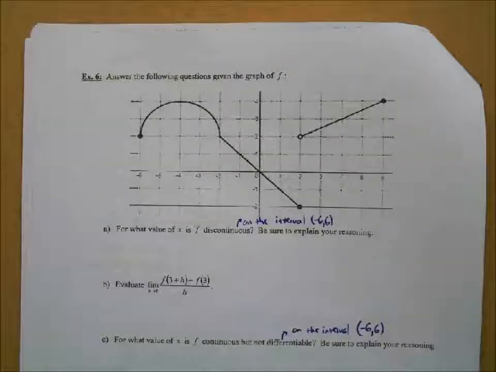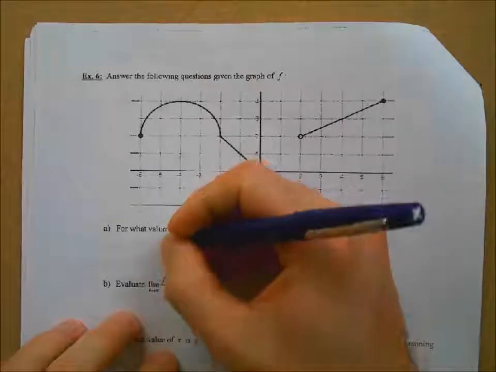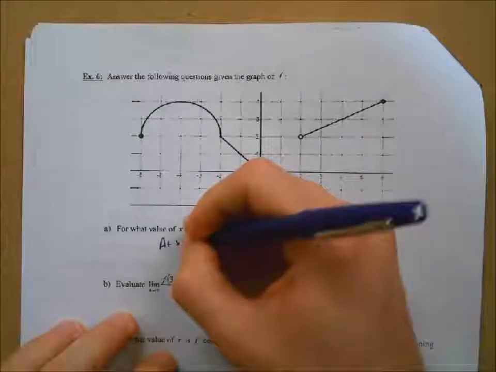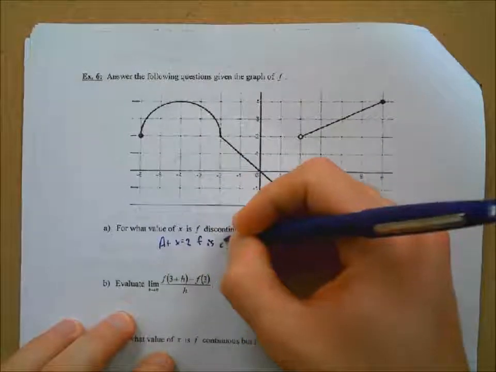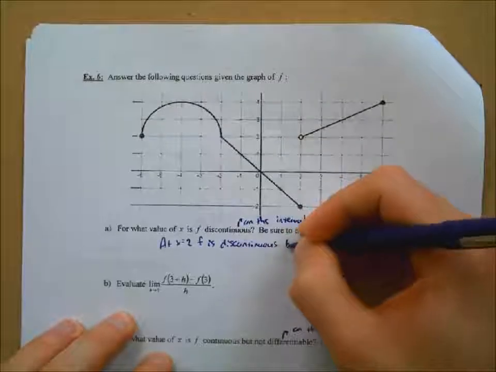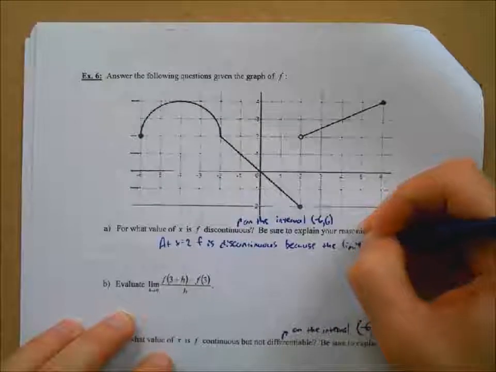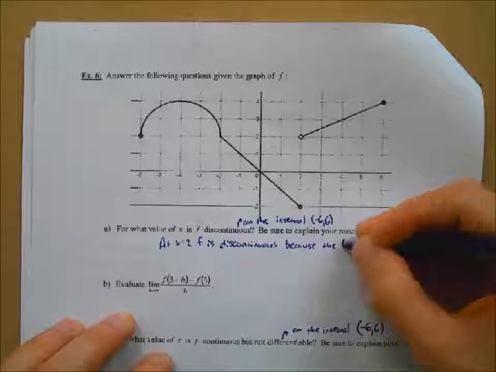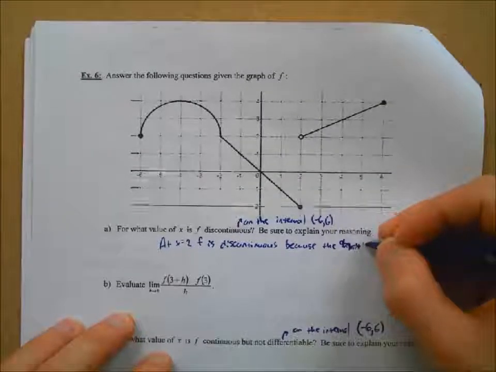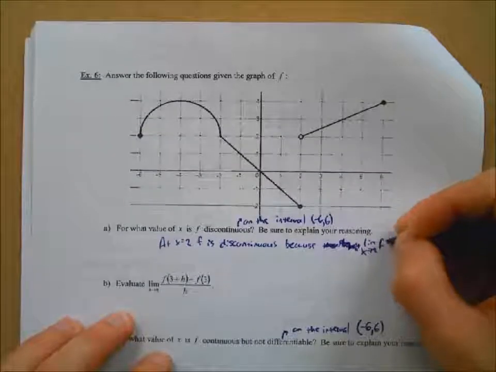What do we say? Let's go to Sarah. What do you say, Sarah? I said x equals 2, because the limit as x approaches 2 does not exist. Okay, yes. So at x equals 2, f is discontinuous, because, we can even use symbols here, the limit as x approaches 2 of f of x does not exist.